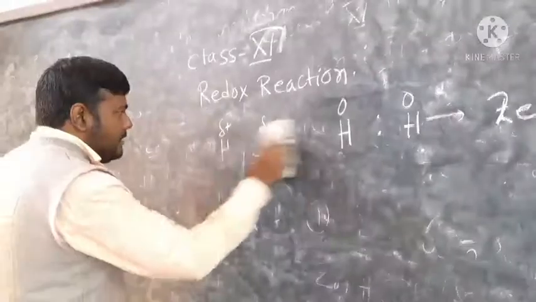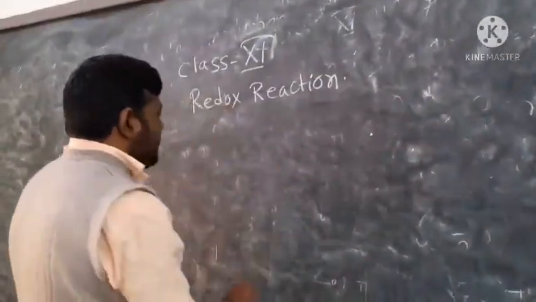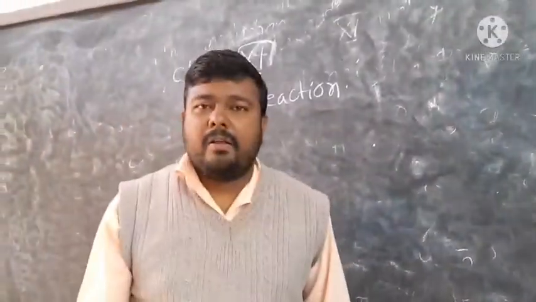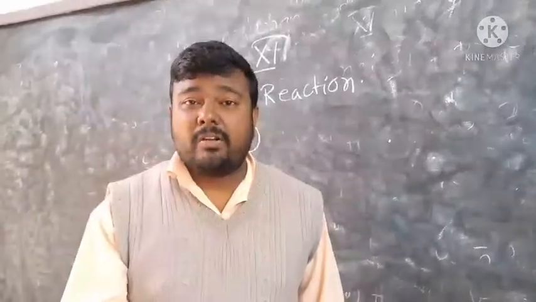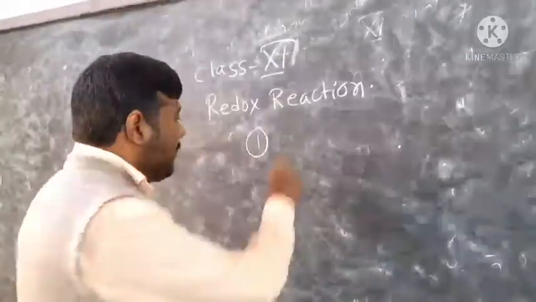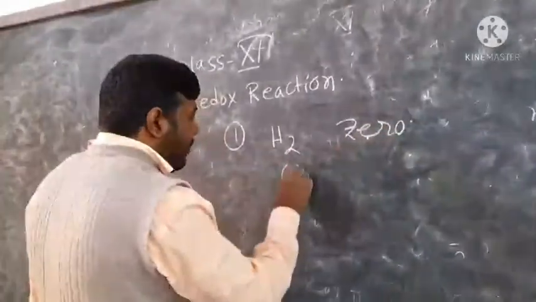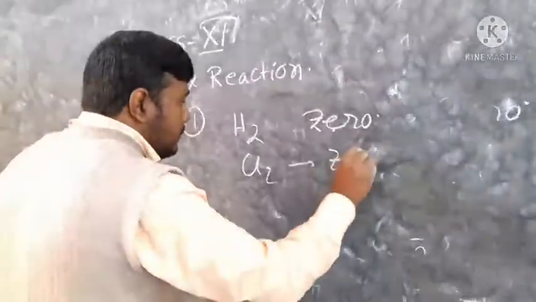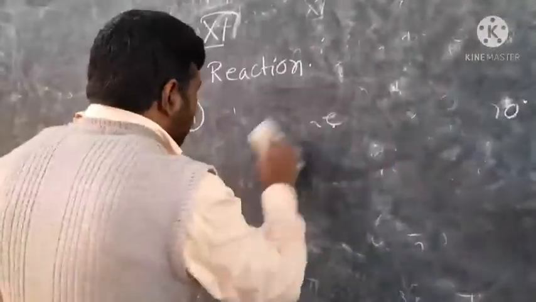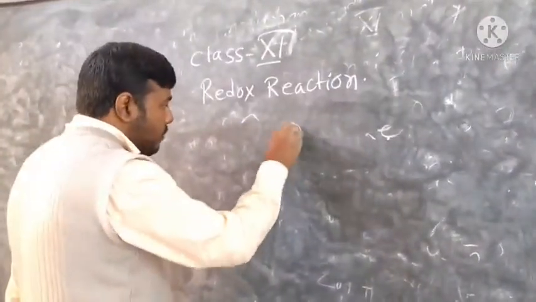Now see, there are some rules to determine the oxidation number of a compound. First of all, the first rule said that the oxidation number of an element in the free state or in the elemental state is always 0. Just like for hydrogen it will be 0, and for chlorine also it will be 0, Cl2, free Cl2.